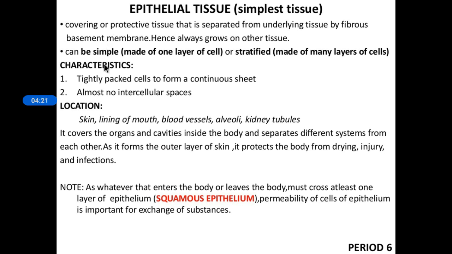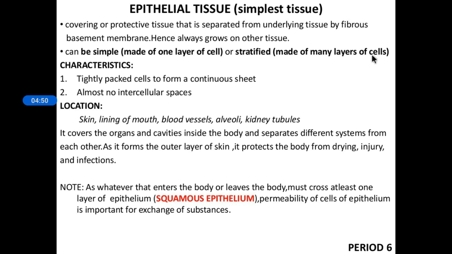What do you mean by simple? Simple epithelium, or squamous epithelium, means it is made up of only one layer, very thin and flat, one layer of cells. That is simple epithelial tissue or squamous epithelium. Then it can be stratified. Stratified means it is made up of many layers, arranged one above the other.